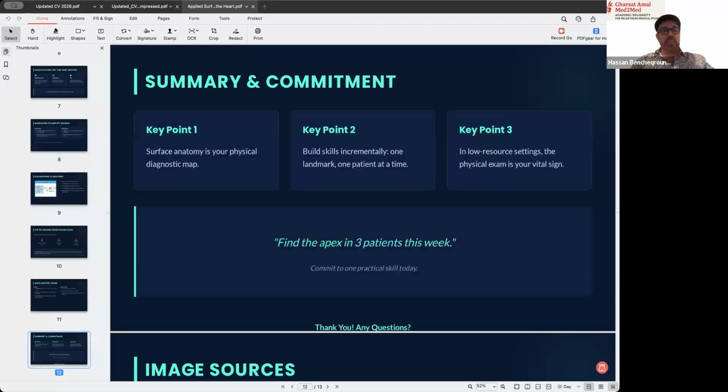And then the commitment is surface anatomy is your physical diagnostic map. Building skills incrementally, one landmark, one patient, one murmur at a time. And in low resource settings, your physical exam is everything because you have nothing else to study your patient with. So find the apex in 3 patients this week. That's how you should go. Commit to one practical skill today.